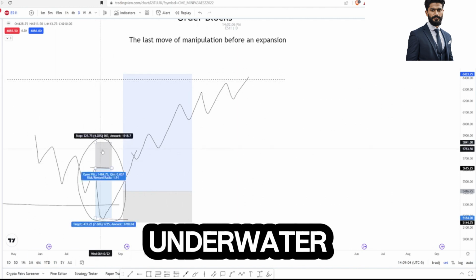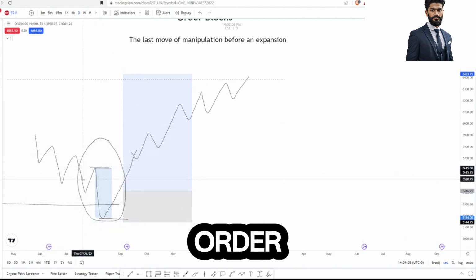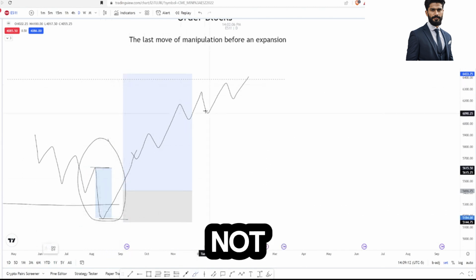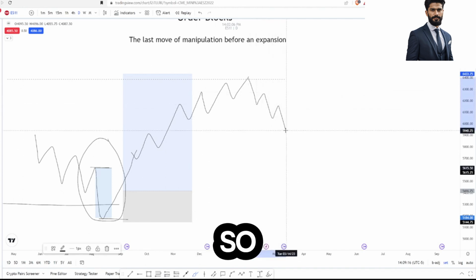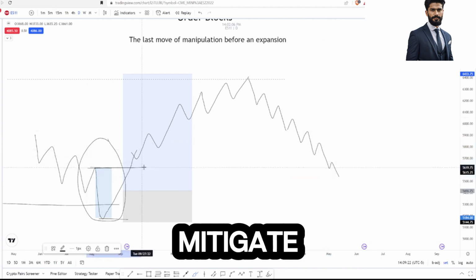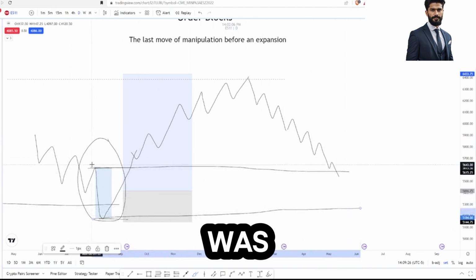And these shorts are just underwater now. This didn't really have a stop loss, so to speak. They just entered this trade in order to manipulate price down so then they could get in their real move. But banks are not in the business of losing money. So what's going to happen is mitigation. A lot of people use that term and have no idea what it means. Mitigation means exactly that. They're going to mitigate their losses, right? They don't want to lose money if they don't have to. This was just to manipulate traders.